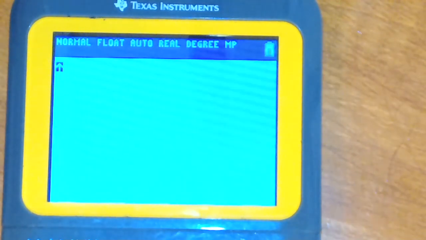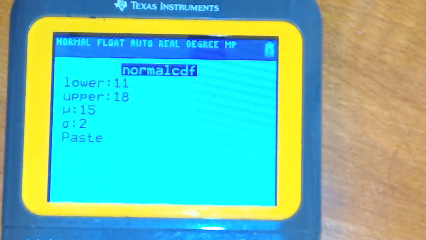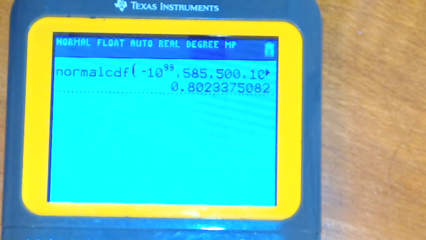So I'm doing second and the vars button for distribution. I'm going down to number 2. My lower bound is going to be negative infinity, which I type in as negative 10 to the 99. My upper bound was 585. The mean for this was 500 and the standard deviation is 100. Then I hit enter, enter, and it gives me 0.8023.